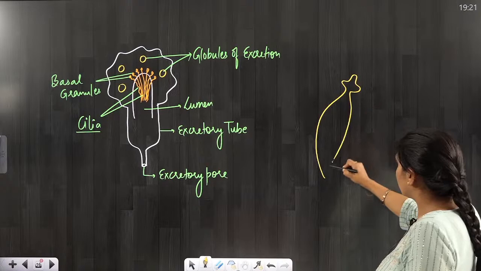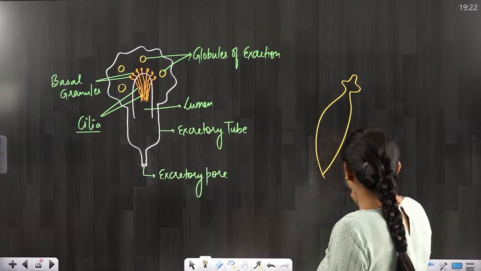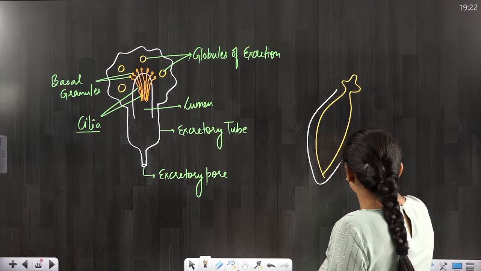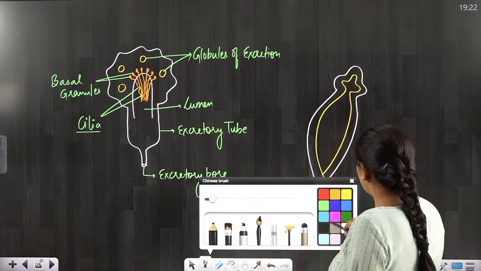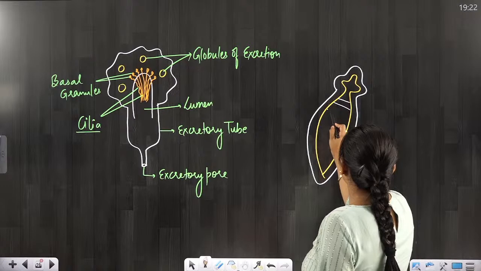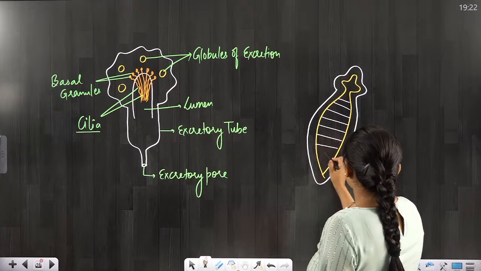Ladder-like nervous system, alright. Here, this is the nervous system. In this nervous system, you can see the two nerve cords, and these two nerve cords are connected by these transverse commissures. Transverse commissures, and there are some nerves as well.